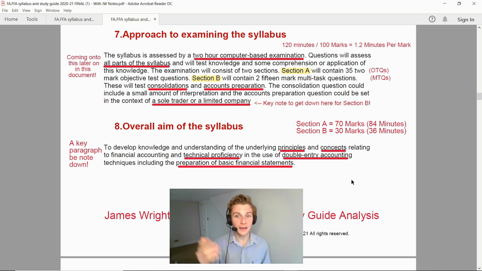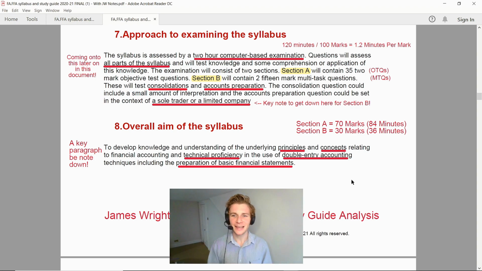Section A is 70 marks, so you've got 35 questions, all 2 marks each. That requires a lot of focus, a lot of analysis as you go through. And I've done an actual strategy how I would approach this in terms of timing in my top tips video for you to check out on there. Section B, we've got 30 marks, that's 2 15-mark questions, 36 minutes, and before you know it, 2 hours is going to fly by from it.